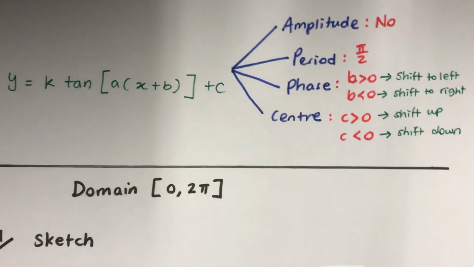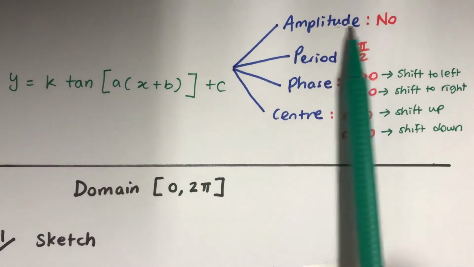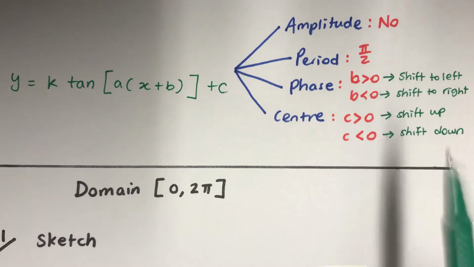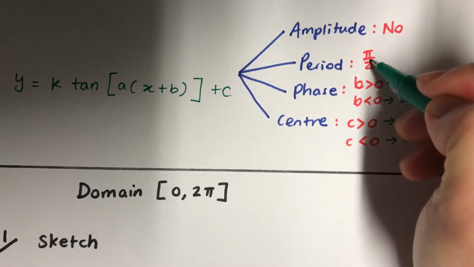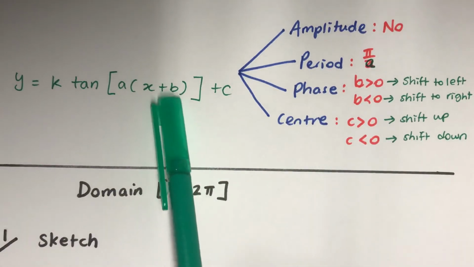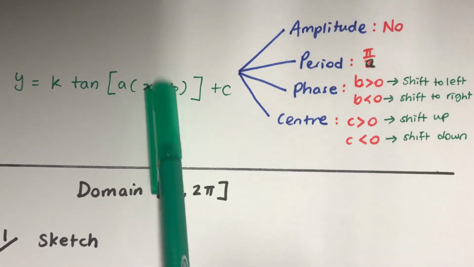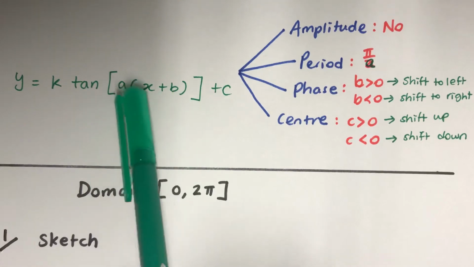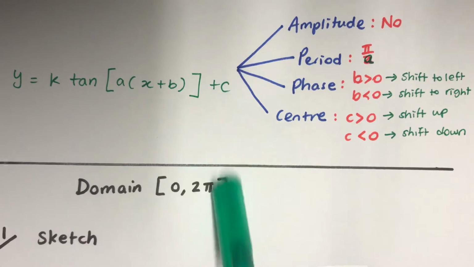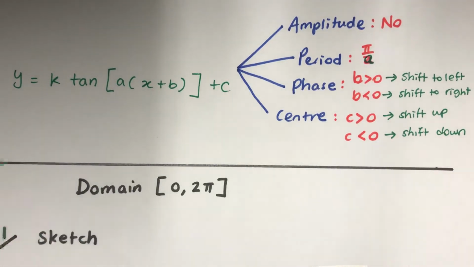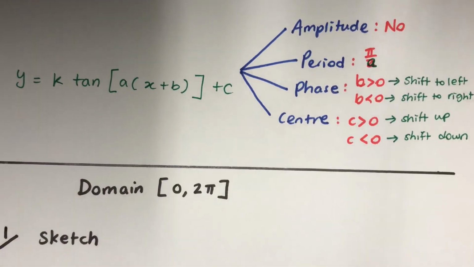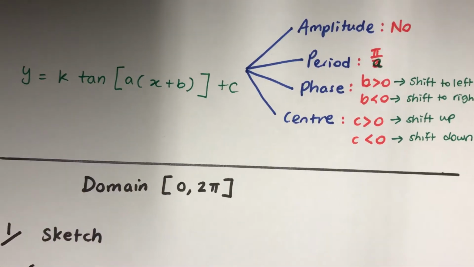And the last one, the tan. There's no amplitude, of course, and the period will be pi over a, not 2 pi over a. And then, of course, whether b is positive, going to the left, negative going to the right, and c is positive going up, c is negative going down. Okay, of course, k, in this case, there's no amplitude, so k is not really saying anything about amplitude.